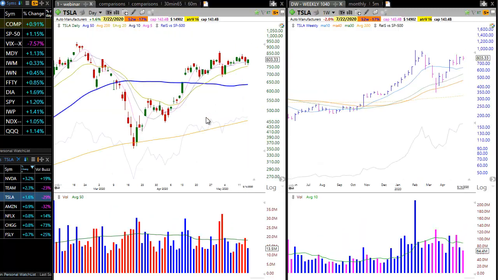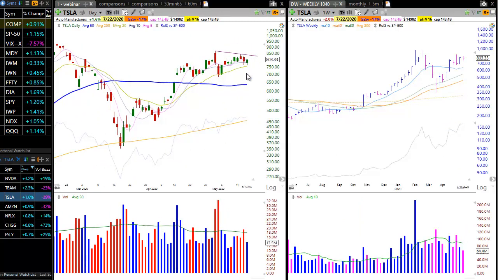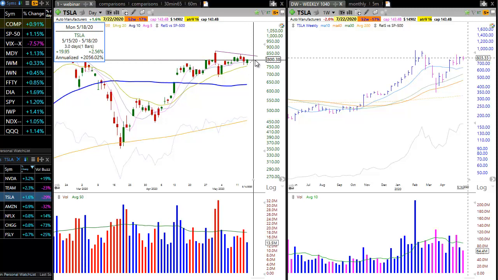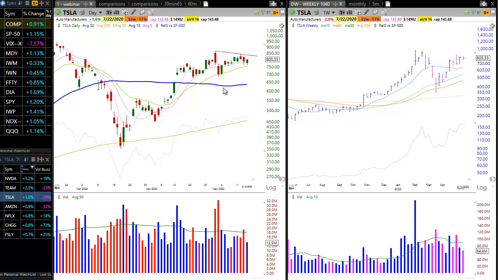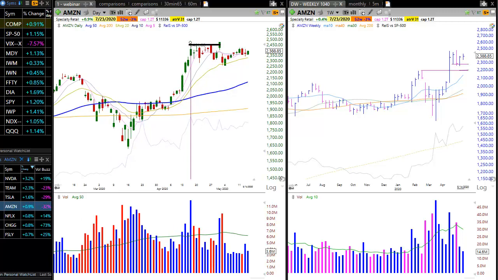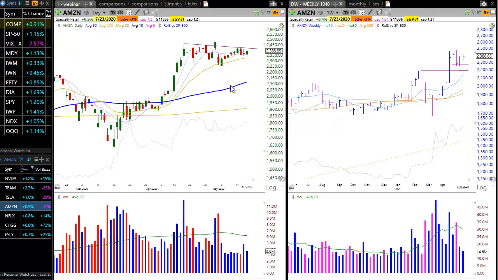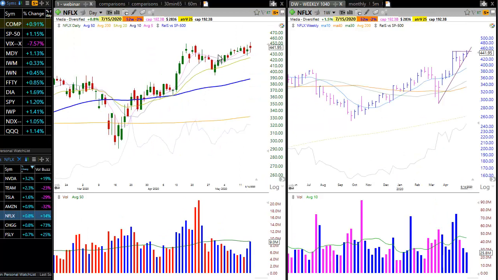Tesla, we have a half position in, and we'll probably look to add to this position soon, as we want to make sure that we have some size on if it breaks this downtrend line. Amazon, we also have a half position in. A break above this downtrend line and this swing high here should spark some buying interest.